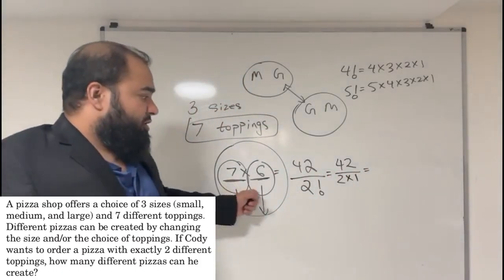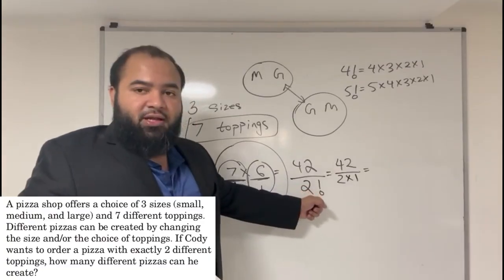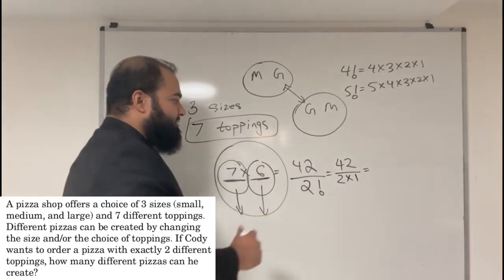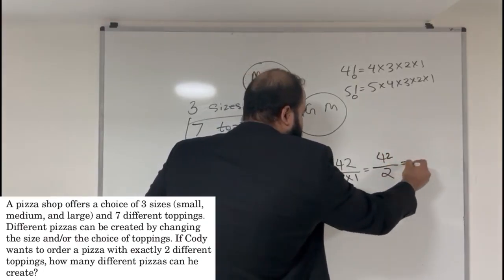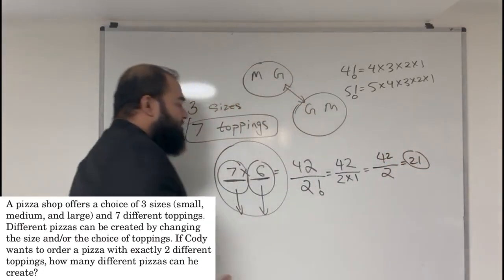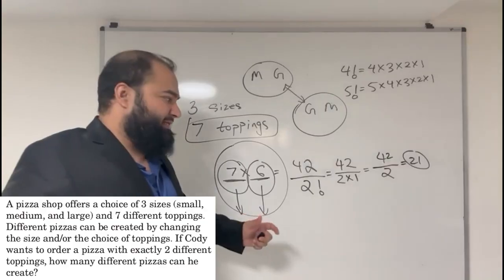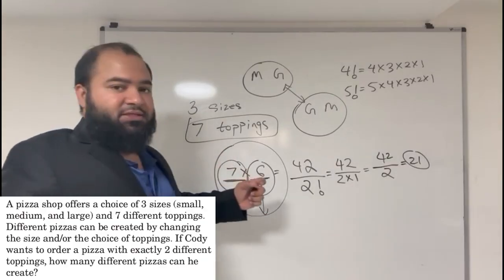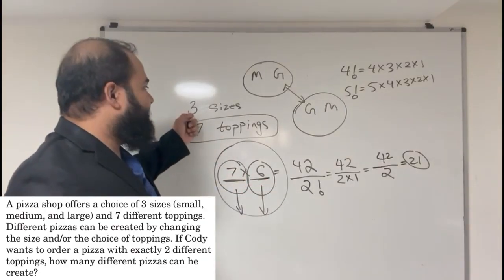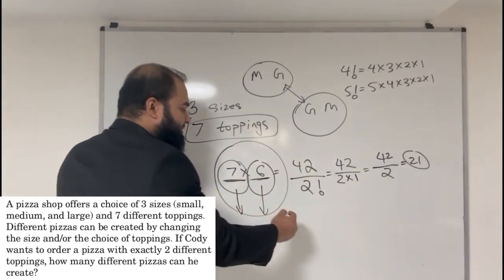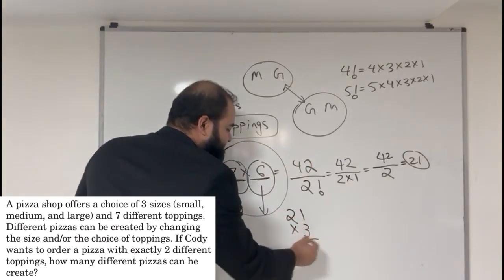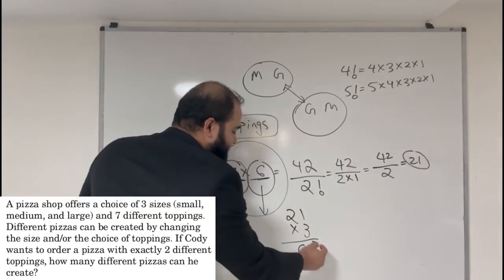But it is very important that you understand the factorial, because I'm going to use it later in another example. So 42 divided by 2 is 21. You can make 21 different pizzas with 7 toppings. But don't forget that there are 3 sizes. So what can I do now? 21 times 3. That's 63.